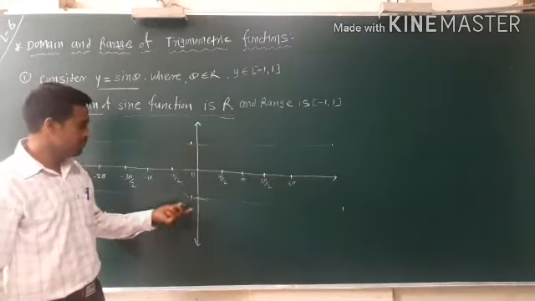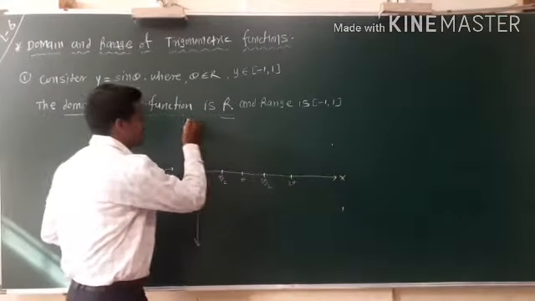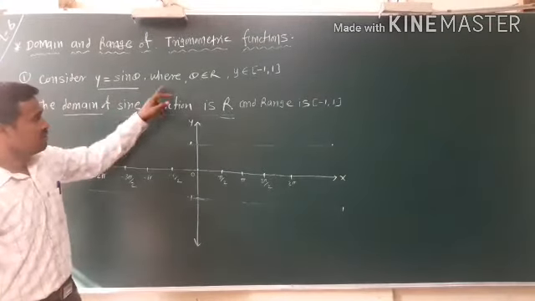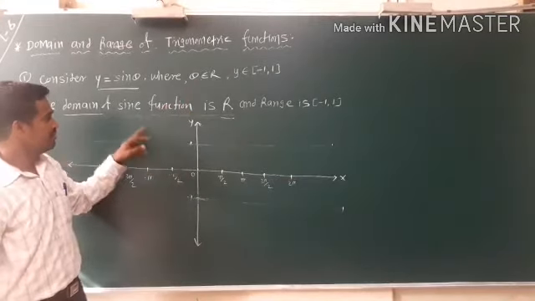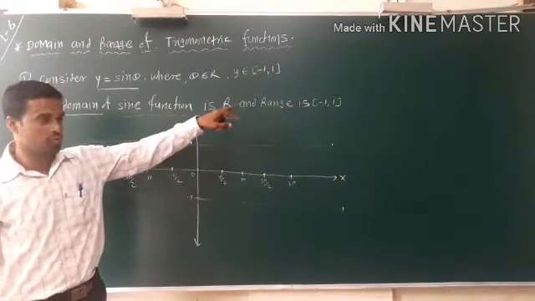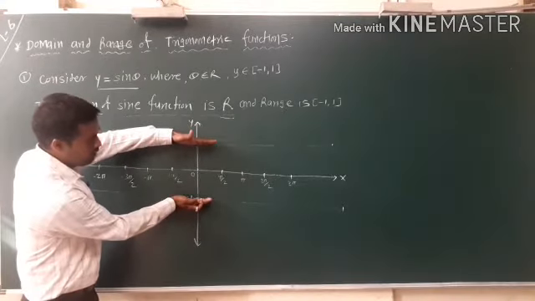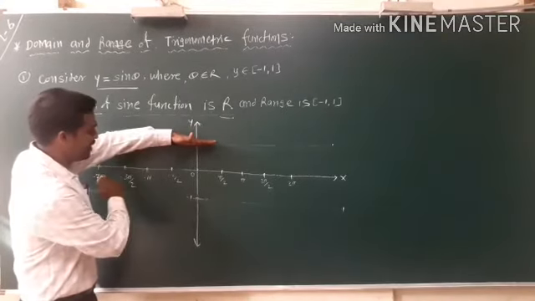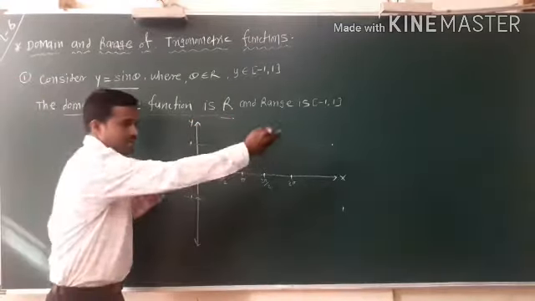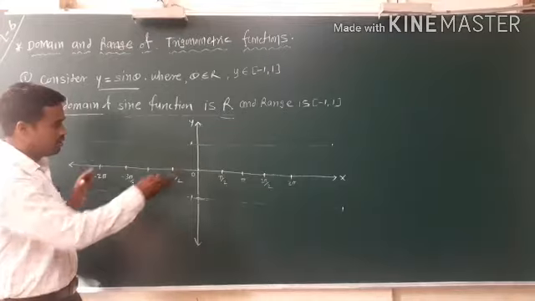So see here, these are the x axis and the y axis. The origin is here. Theta belongs to R means the domain of the sin function is R, and the range is -1 to 1, in between. The range is -1 to 1 and the domain is all real numbers.